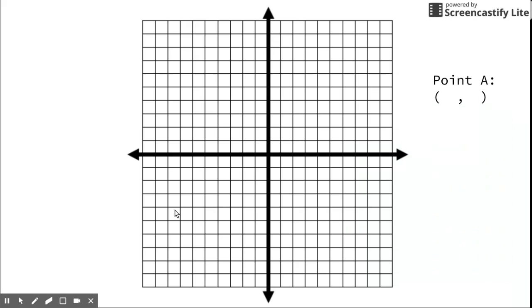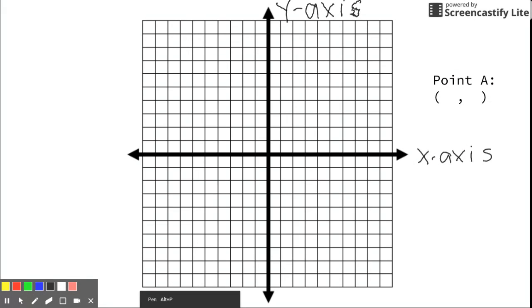So on our graph, we have two axes. We have this one here, which is called horizontal. We have this one here, which is vertical. And more importantly, the horizontal and vertical are labeled as the x and y axis. So this one here is my x-axis, and this one here is my y-axis. So again, I have my horizontal and my vertical for x and y.